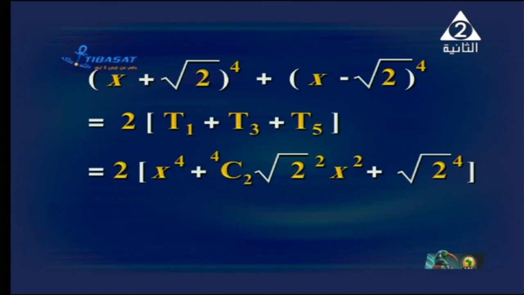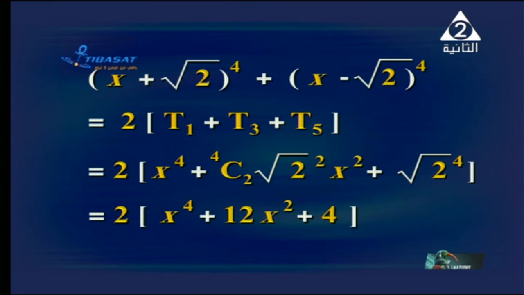2 times T1, x to the power 4, T3, 4C2 (√2)^2 x^2, and T5 using (√2)^4, the last term. Then the answer is 2 multiplied by the bracket containing x to the power 4 plus 12x squared plus 4.